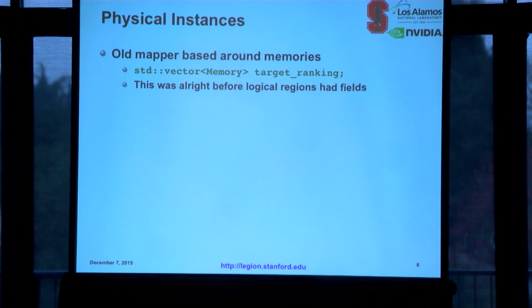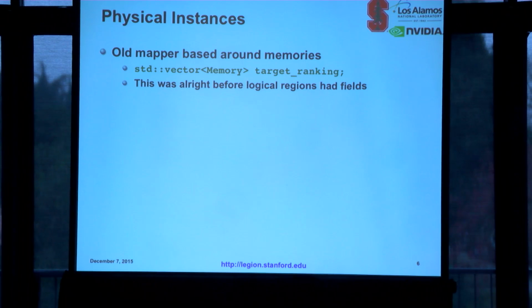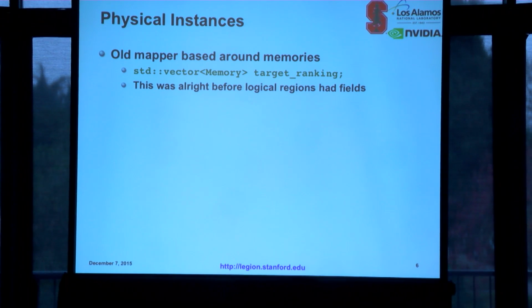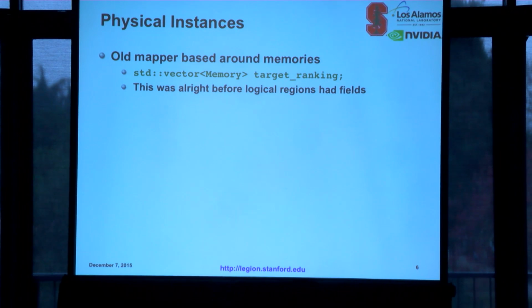And we did all this with memories as opposed to actually saying the names of the physical instances that we actually wanted. The reason for that is actually an artifact of the very, very early days of Legion, before we actually had fields in our programming model. And the result was that, in that case, you only ever really had one instance of a region in a particular memory. So it's very natural to think about doing mapping associated with memories as opposed to actually naming physical instances. But that tends to break down once you start adding fields.